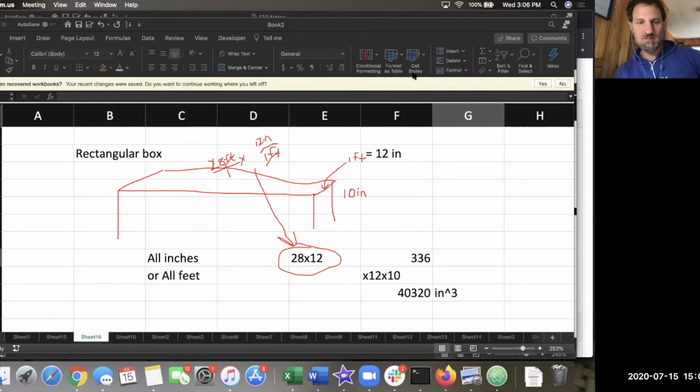And that's actually where we're headed, right? You're going to want to be able to convert something which is already in inches cubed into something which is in feet cubed. So let me show you that part.